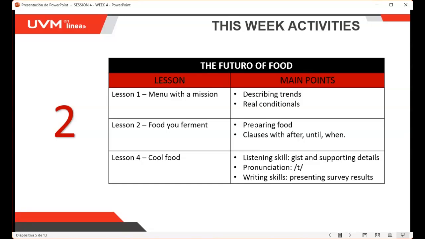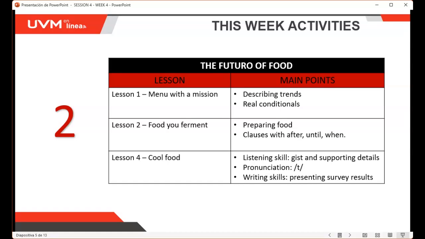Because in terms of vocabulary, for example, in describing trends, we were working again with collocations. Volvimos a trabajar con este asunto de las colocaciones. Words that usually go together to convey some specific meanings, and then the clauses, and then the listening skills and the pronunciation. In lesson 4 mainly, the listening skills and the pronunciation issues. I think that those were very important topics.